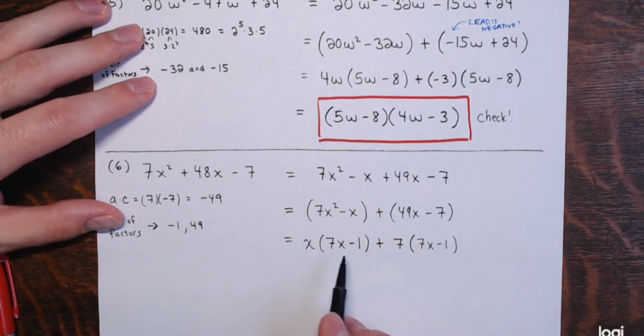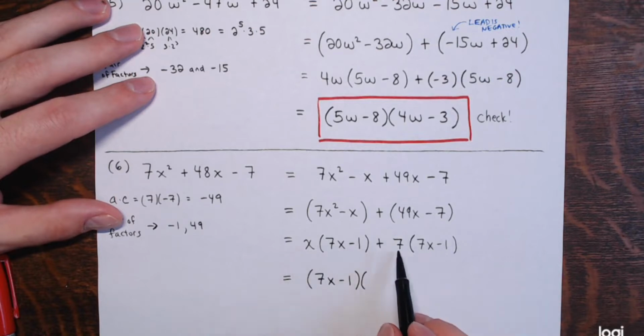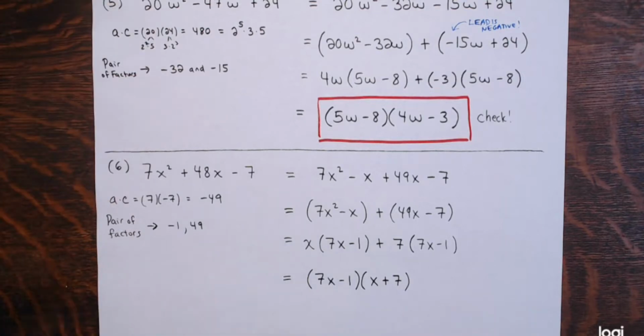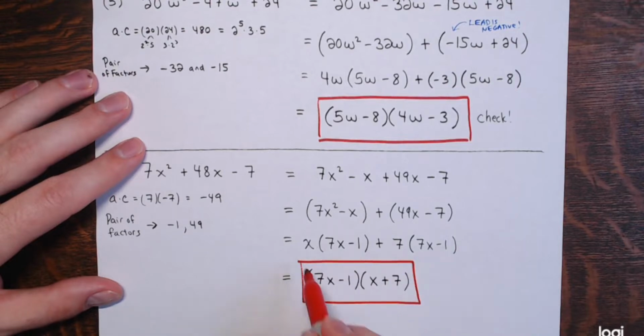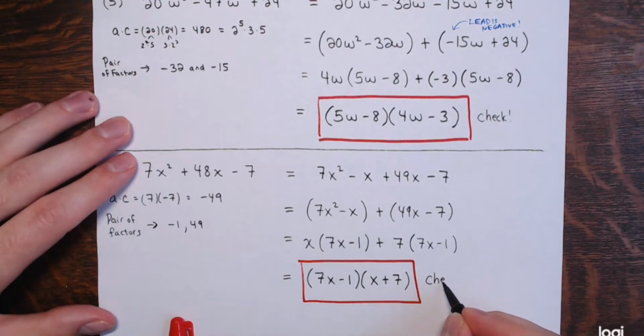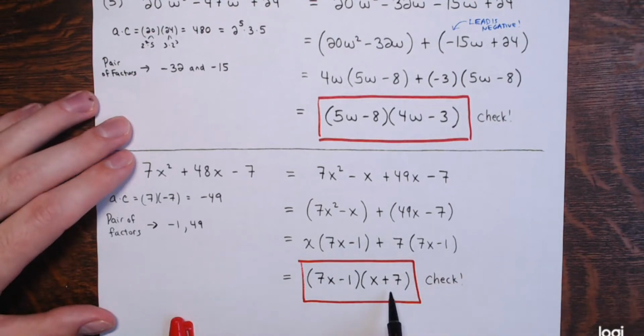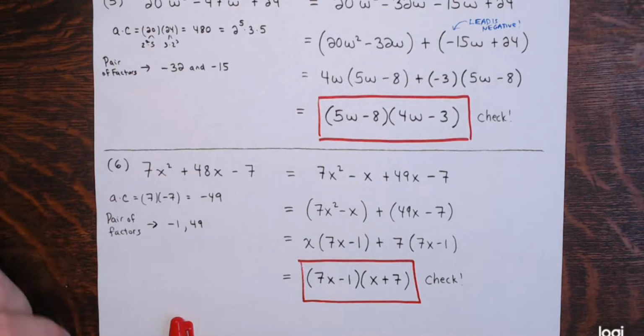And both of these products have 7x minus 1 in common, so I pull that out. And what's left over when I remove 7x minus 1 would be x plus 7. And there we have it. Our original expression written as a product, right? Factored. And please, I'm going to write this every time, don't forget to check your result. Multiply these. Make sure it's the same as the original. Make sure that they have the same value for any value of x that you choose.